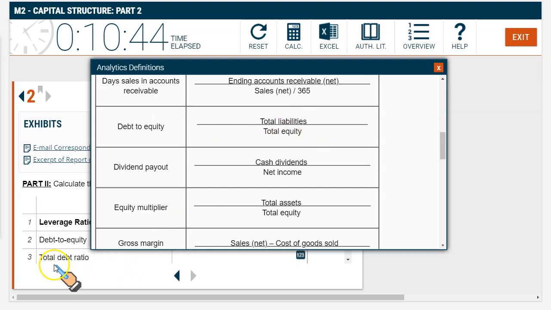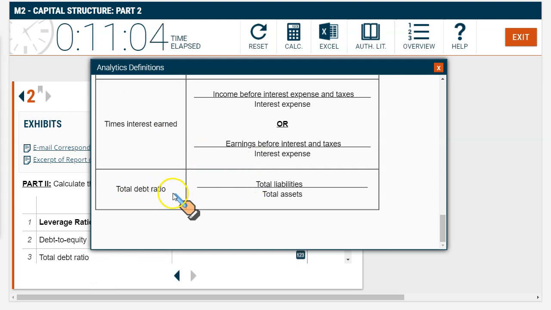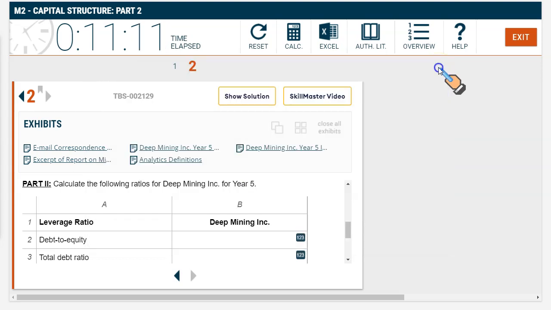And for the next part, total debt ratio, we know total debt ratio is the total debt upon total assets. We should have it here as well. See right here, total debt ratio is total liabilities or total debt upon total assets. So we are going to apply these ratios to find our answer.